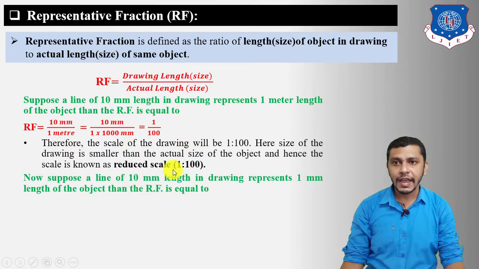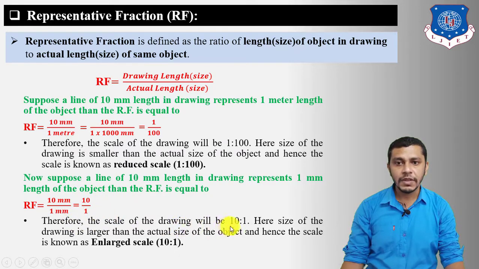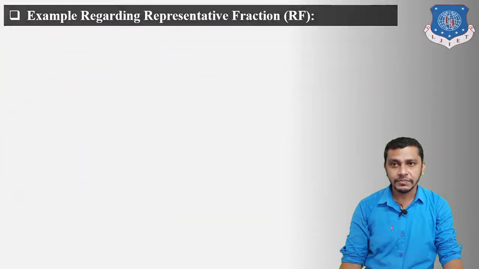Now let us have another example. Suppose a line of 10 mm length in the drawing represents 1 mm length of the object. Then again RF is equal to drawing length upon actual length. So here the drawing length is 10 mm and the actual length is 1 mm. So here 1 mm is represented by 10 mm. So 10 mm is our drawing length upon 1 mm. So the scale is 10 is to 1. Here the size of the drawing is larger than the actual size of the object and hence the scale is known as the enlarged scale.